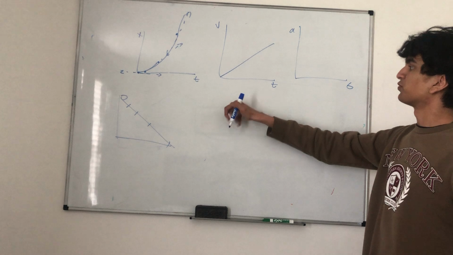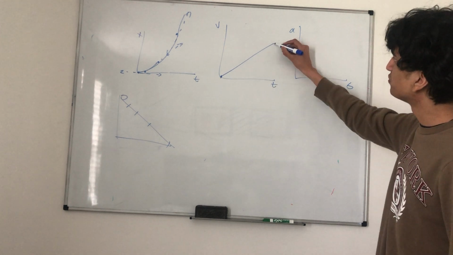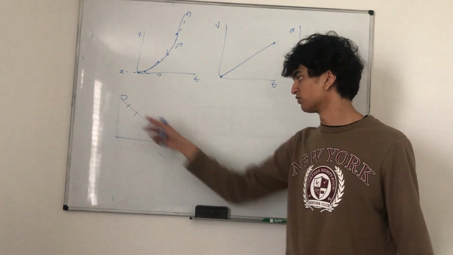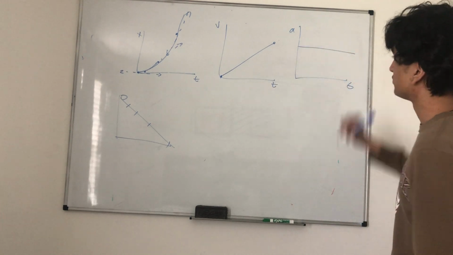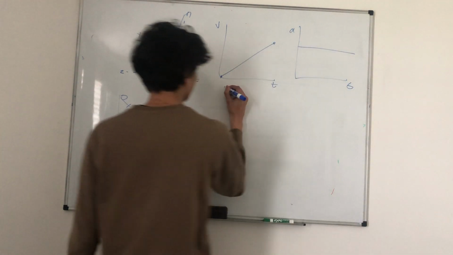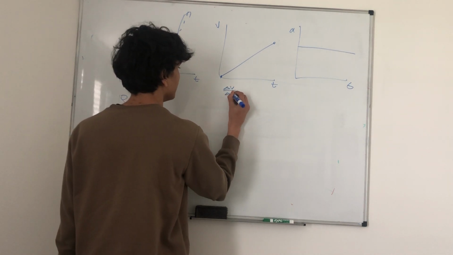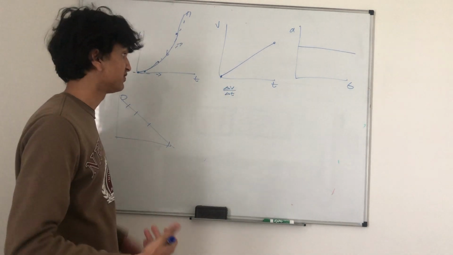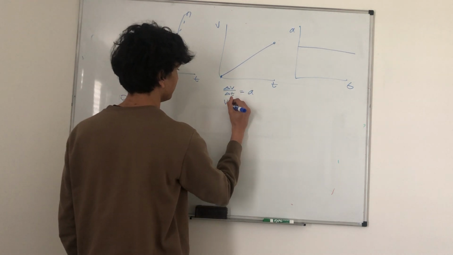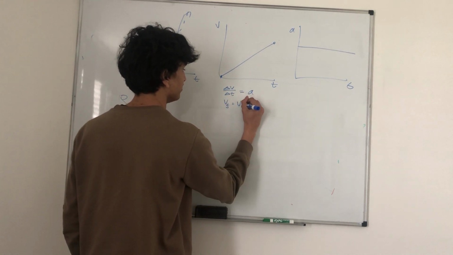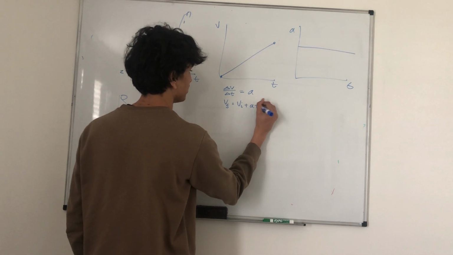Let's talk about this graph real quick. It starts at 0 and goes to its final speed, and the slope is acceleration. Change in v over change in t is how quickly your velocity is changing. We call this acceleration. So in other words, velocity final is going to equal velocity initial plus acceleration times time.